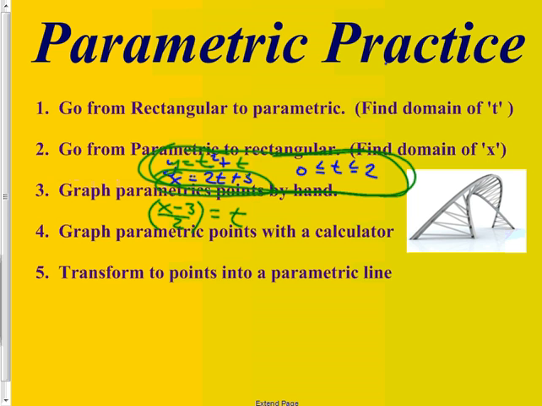Was this a 5 right here? I thought it was a 3. If you used a 5, you'll have to adjust accordingly.